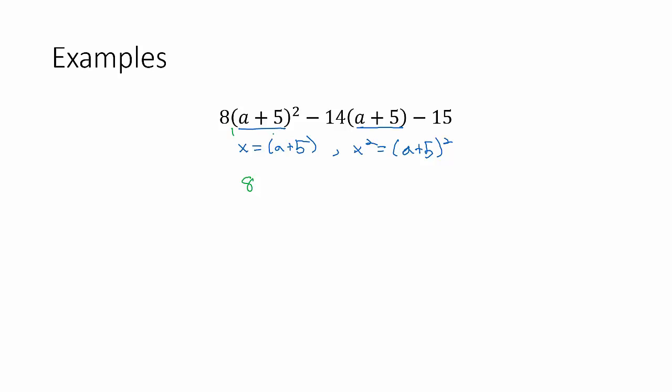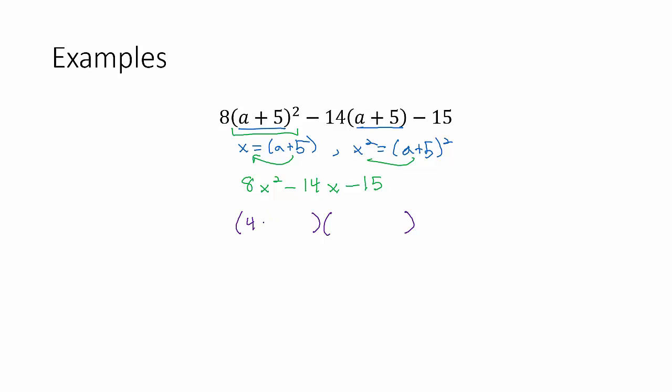8 times a plus 5 squared, that's x squared, minus 14, a plus 5, we know that's x, minus 15. This is going to factor really nicely. A lot quicker than if I did all the work of multiplying out the a plus 5, distributing the 14, combining like terms. The numbers would get huge. It would be ugly. But this is not too bad.